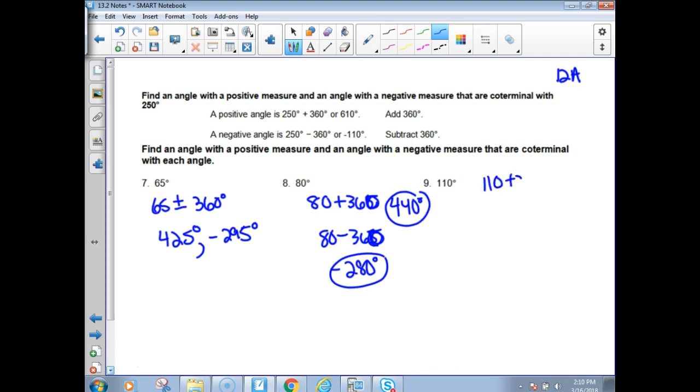Okay, 110 plus 360, that would give us, and now maybe if I separate them, you'll feel better, 470. 110 minus 360 is going to be negative 250. All right.